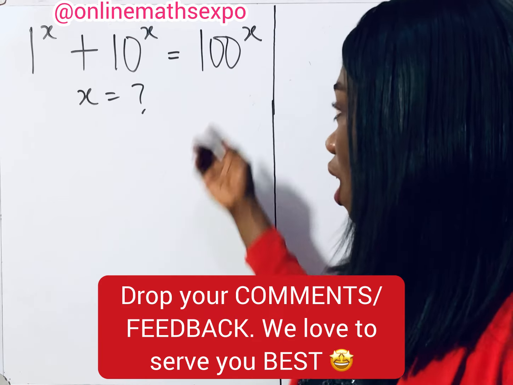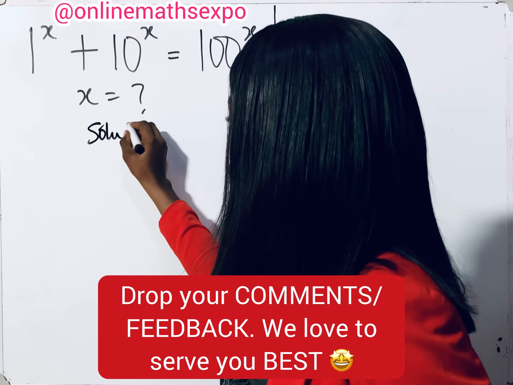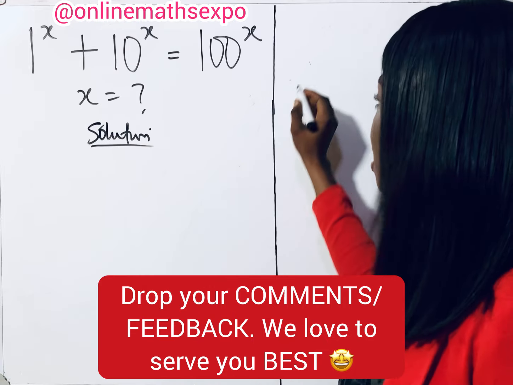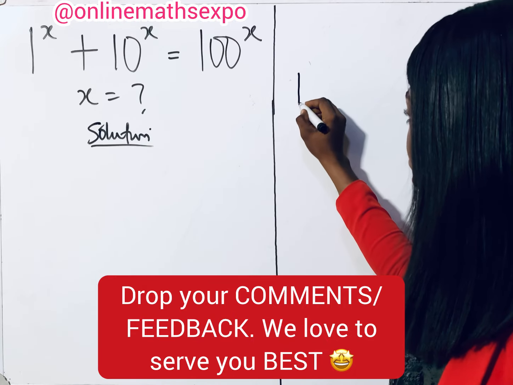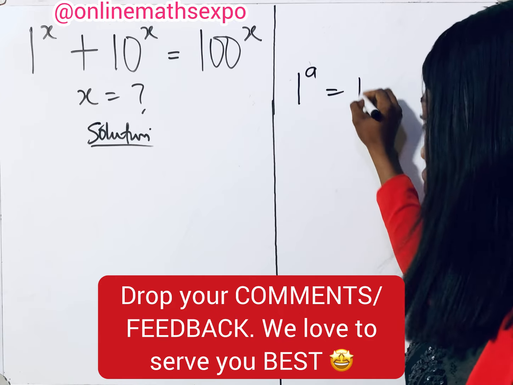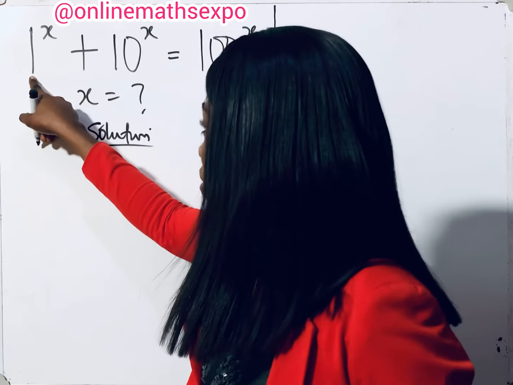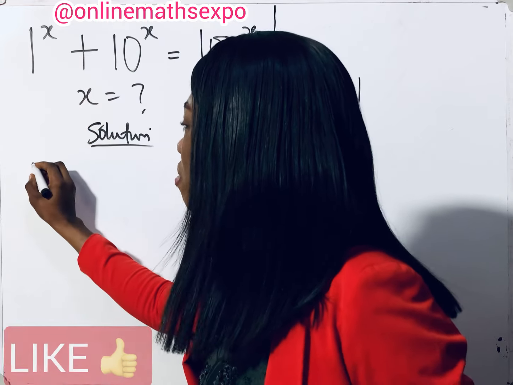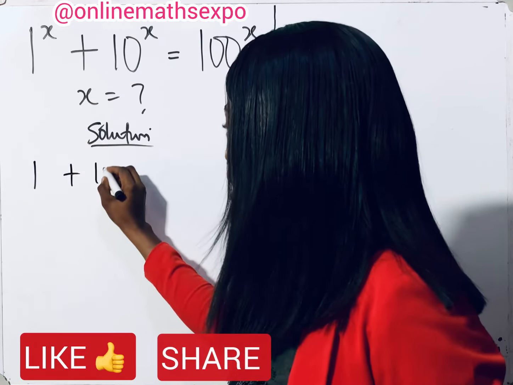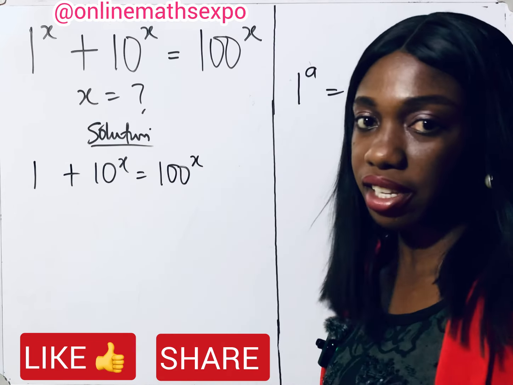Now, this is what we have to get x. So we begin with a solution. When you look at this, just remember that each time you have the number 1 raised to any power, it is always 1. Now let's apply it here. When you have 1 to the power of x, it is the same thing as 1. Then we have plus 10 to the power of x, which is equal to 100 to the power of x.